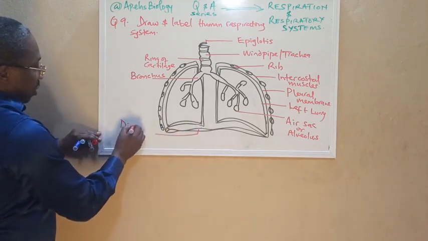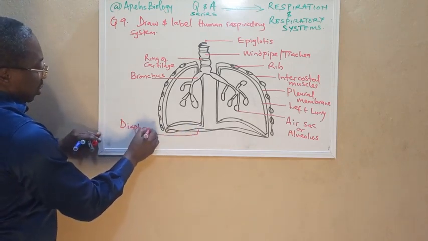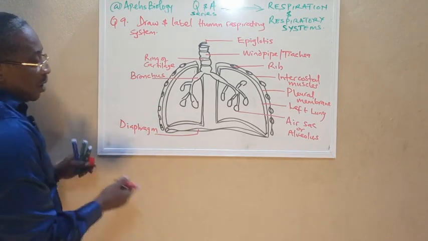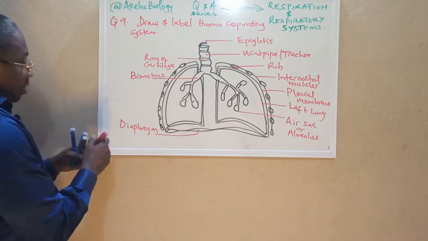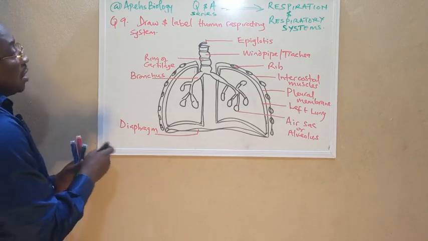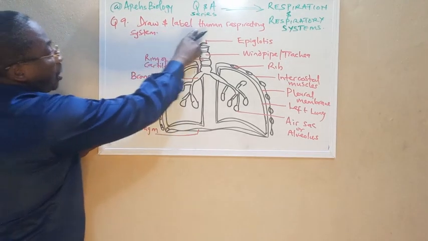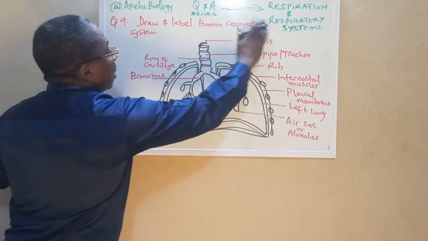Now, because of this sketch, do not also forget to identify this important structure here, which is called the diaphragm. It's a muscular sheet that separates our abdominal cavity from our chest cavity. Because of that, you can now decide to, as I said, we're answering the question, drawing and labeling the human respiratory system. That question is already answered.